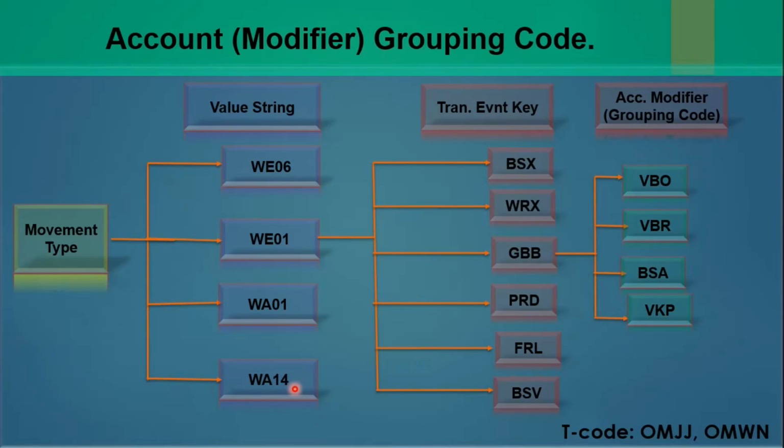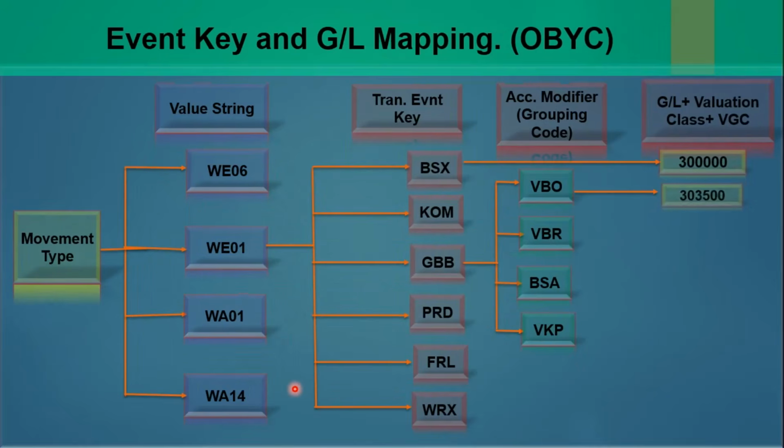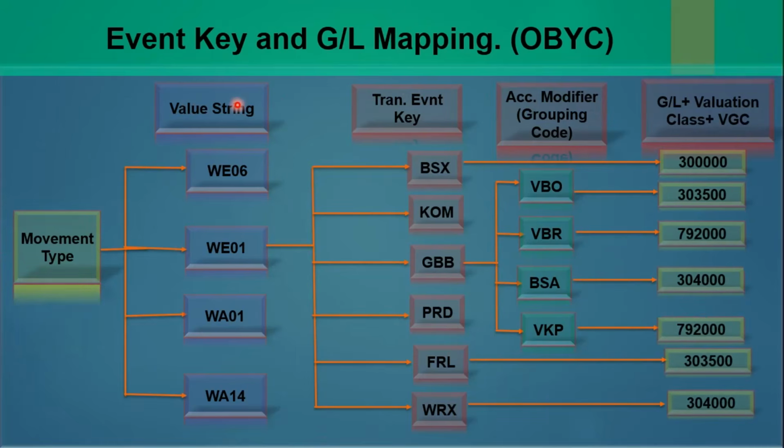Then our next topic is event key, GL and valuation class mapping. How does it decide? So far we have seen that a movement type has a valuation string, which has a transaction event key, and for certain transaction event keys there is an account modifier. If there is no account modifier, then the GL account is assigned directly for that transaction key. This is based on GL plus valuation class plus valuation grouping code. We will see that, and we can check it again in the same OMWN.